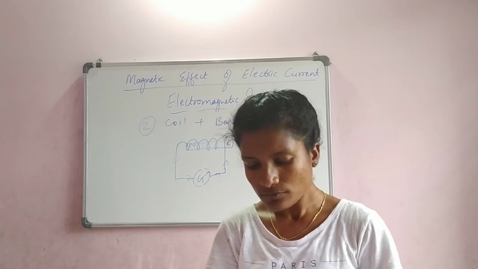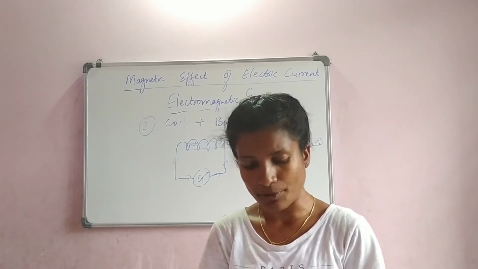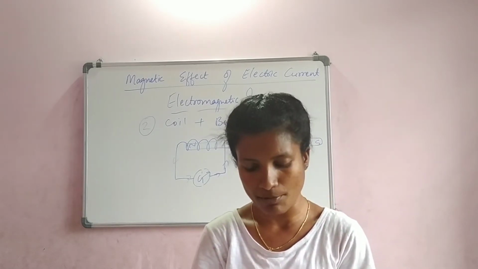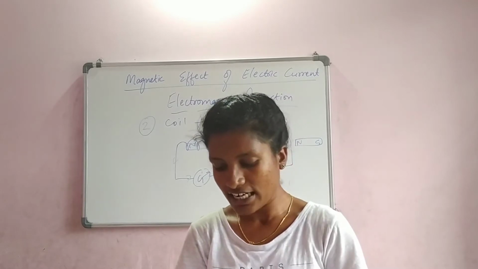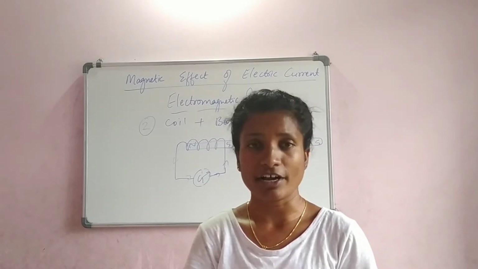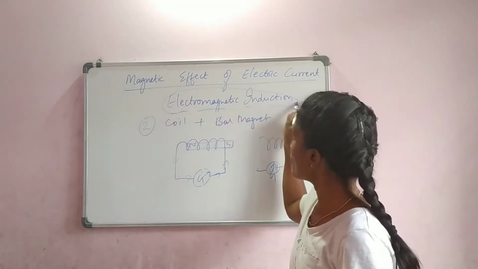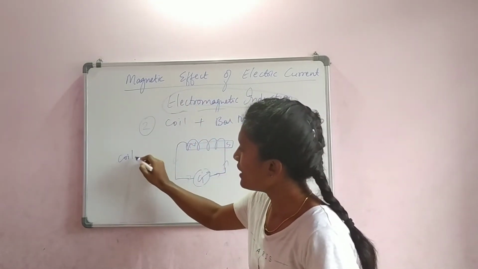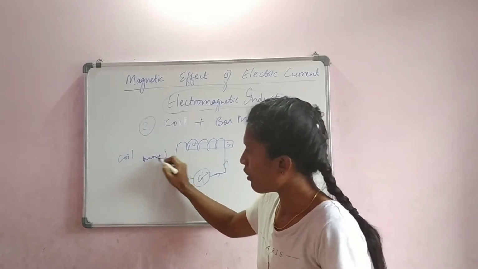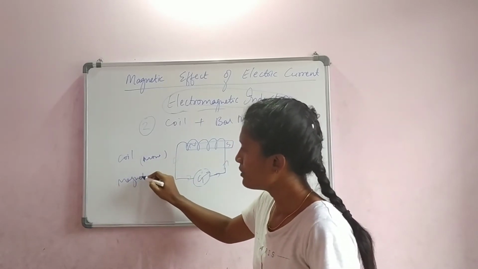Then further, the condition necessary for the production of electric current by electromagnetic induction is the relative motion between the coil of wire and the magnet. What is the necessary condition in this concept? Either the coil has to move or the magnet has to move.